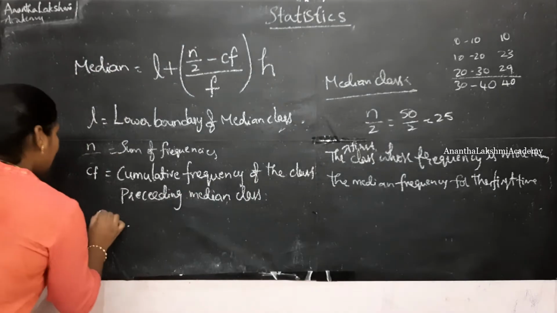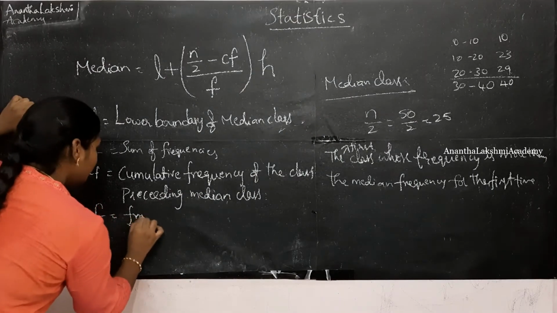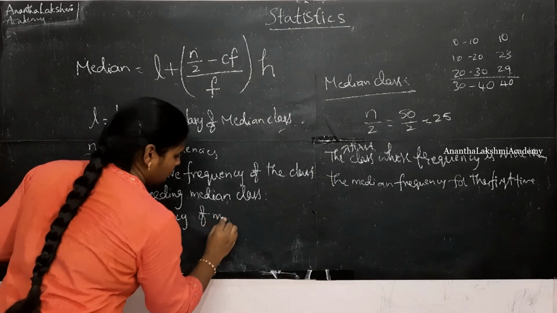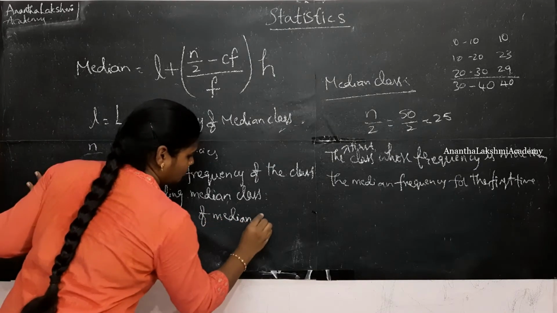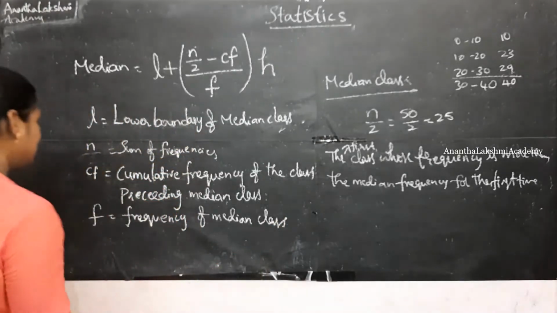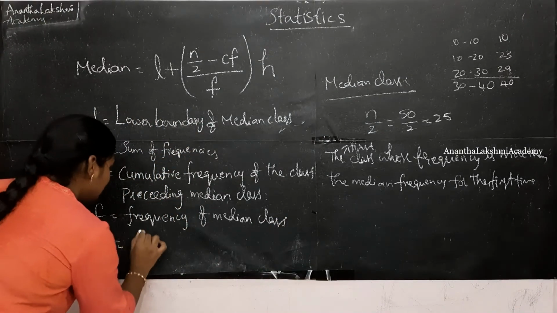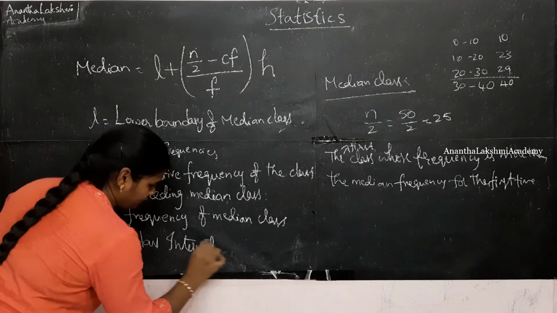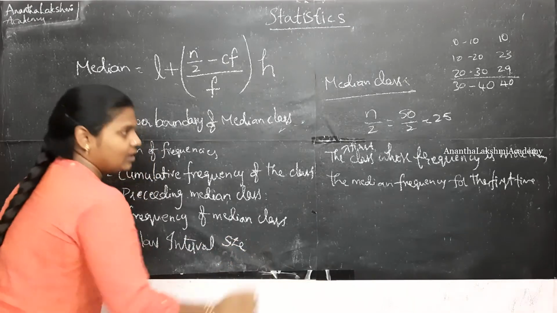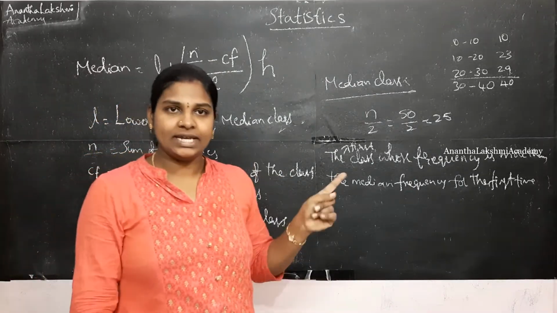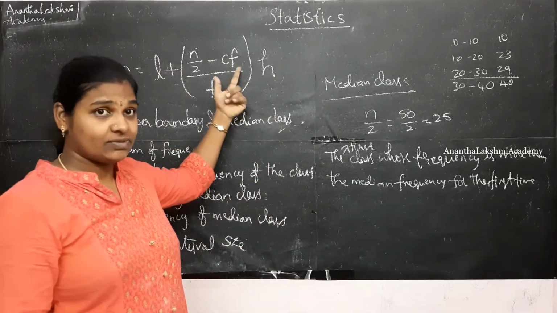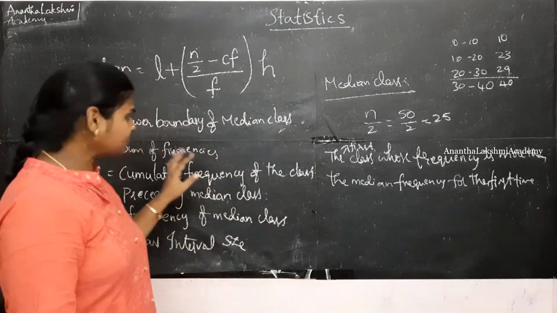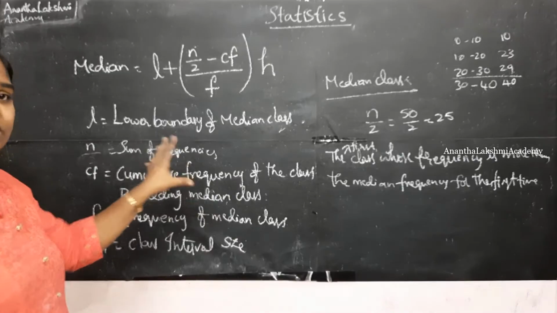Okay. Then we have F, which is nothing but the frequency of the median class. And the last one, H, is nothing but the class interval size. Okay, you need to be aware of what is a median class, and this cumulative frequency is for the class which is preceding the median class. All right, this is about the formula for median.